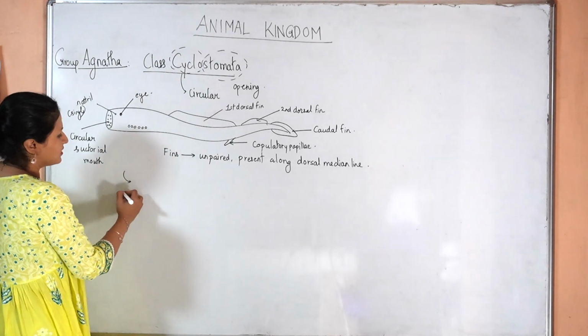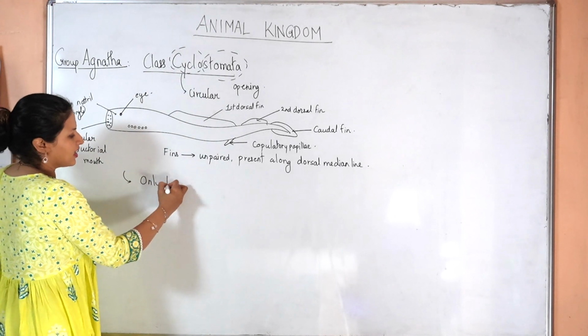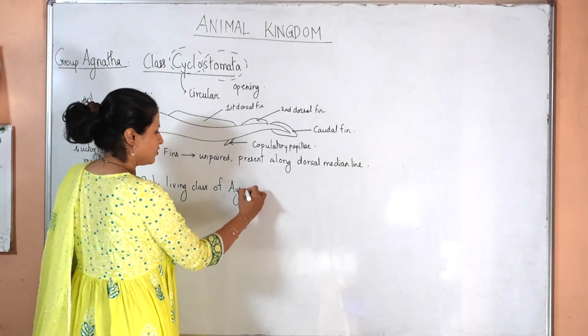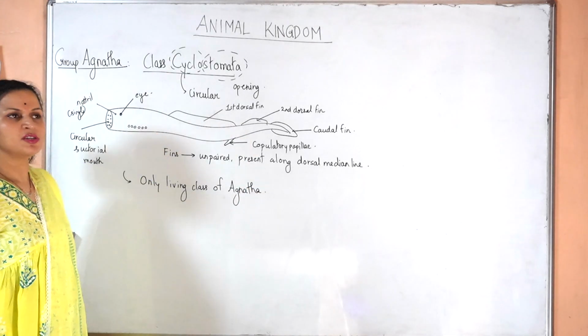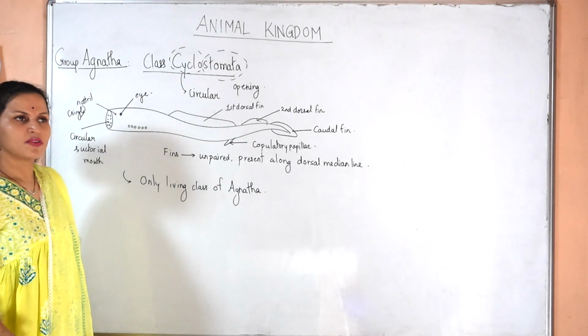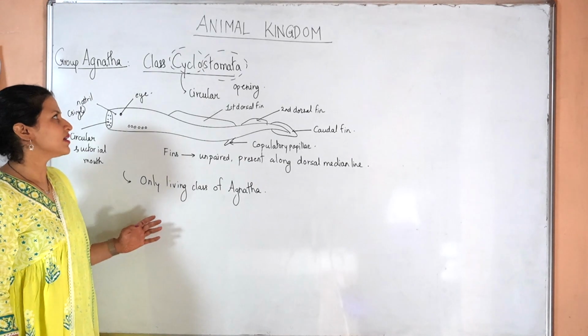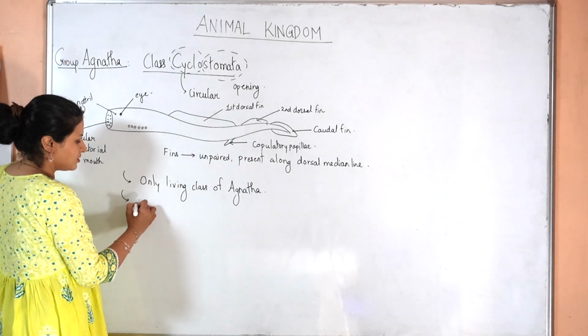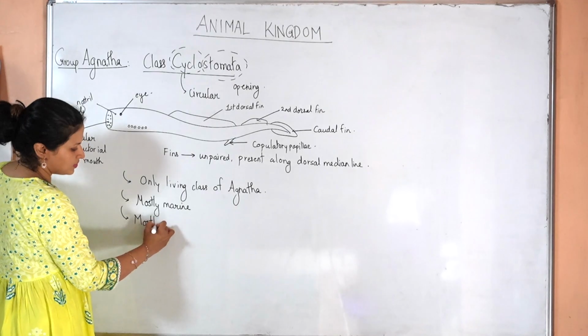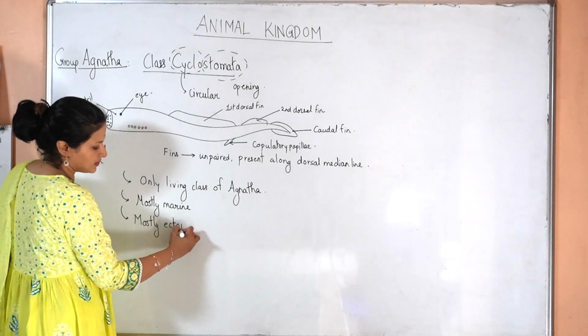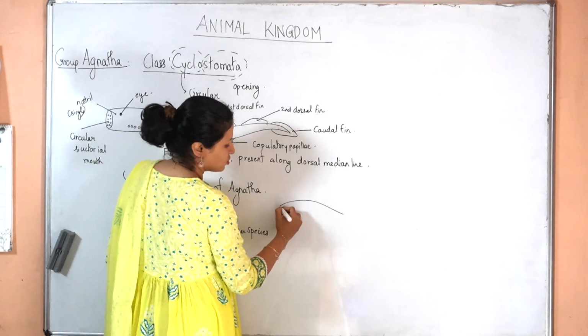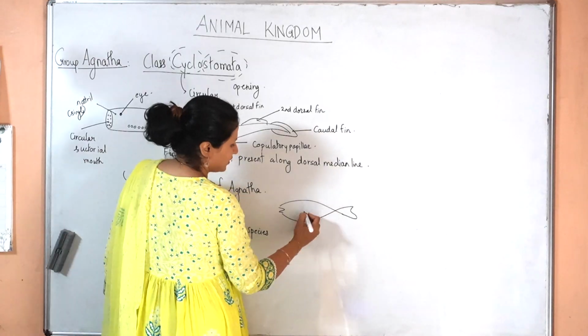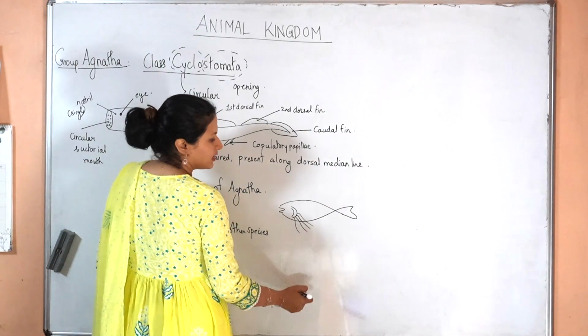Class Cyclostomata is said to be the only living class of Agnatha. There used to be other classes, but the species of the other classes are now extinct, and hence this is the only class with living species. These organisms are mostly marine, mostly ectoparasites on other species, especially on larger fishes. They will just dangle from their gills like this.